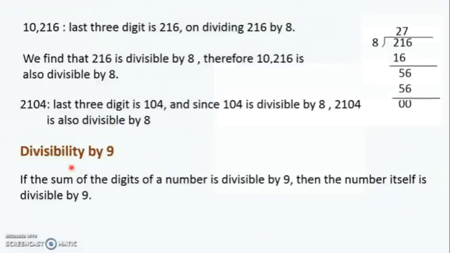Now next one is the divisibility test by 9. How would you find if a number is divisible by 9 or not? So what you have to do is, if the sum of digits of a number is divisible by 9, then the number itself is divisible by 9. Same as we have done with the divisibility test of 3. How do we do? Adding the digits. Here also we have to add the digits and see whether the resultant sum you are getting is divisible by 9 or not.